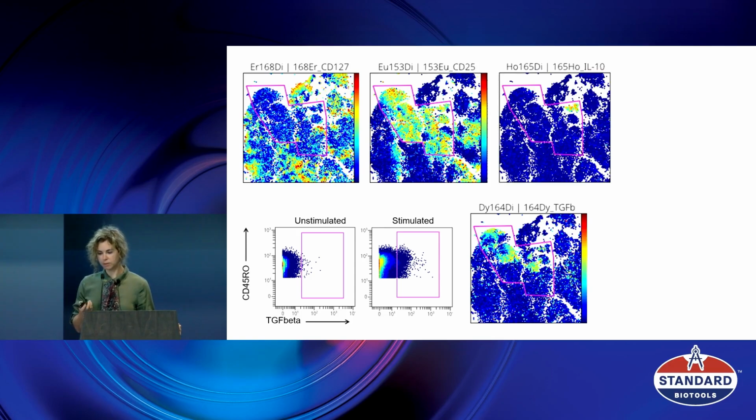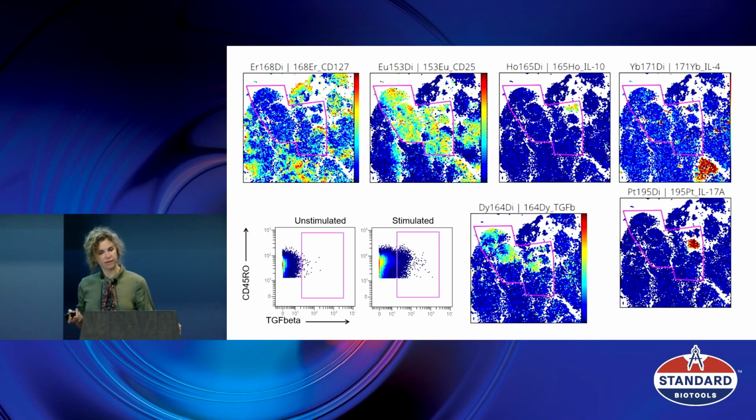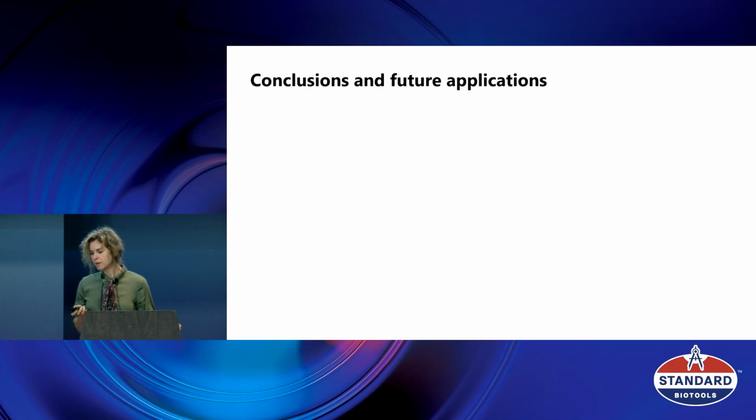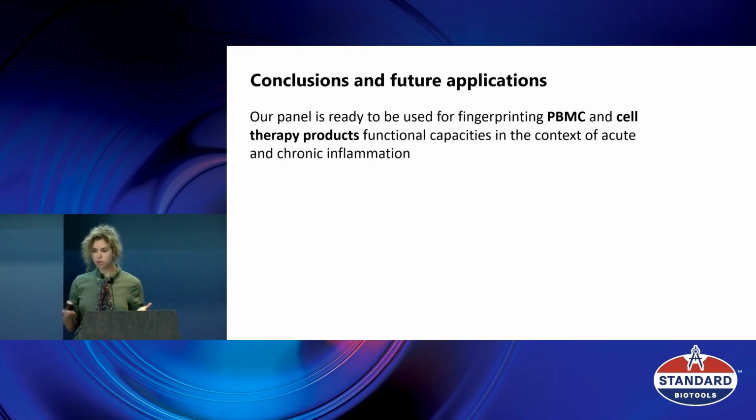And I can see that there are also some Tregs that are making IL-10, and IL-4 and IL-17 have a very expected pattern of expression. So this looks to me like a very nice confirmation of how our panel is performing for the populations that are defined by current knowledge of immunology, right? So just to conclude, what I want to say is that our panel is ready to be used for fingerprinting PBMCs and cell therapy products, and all their functional capacities in the context of inflammation or cancer or whatnot.